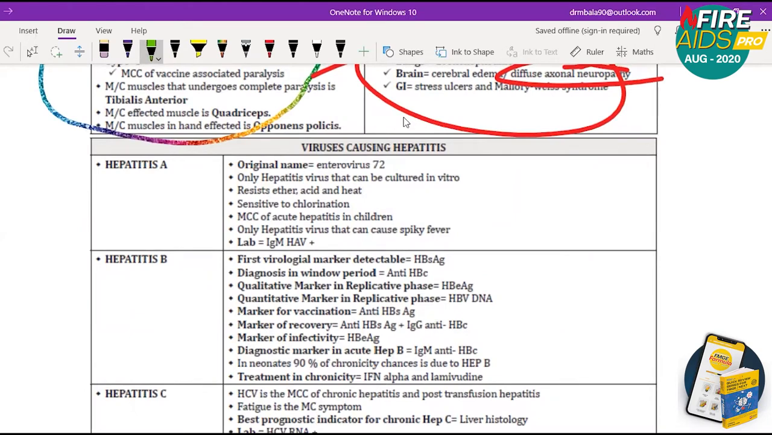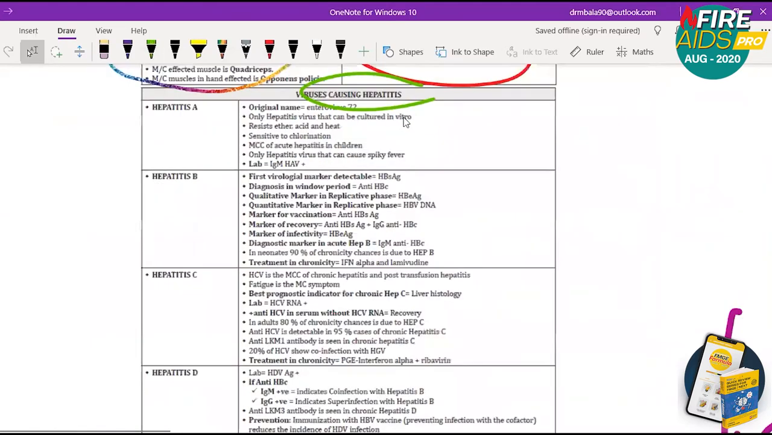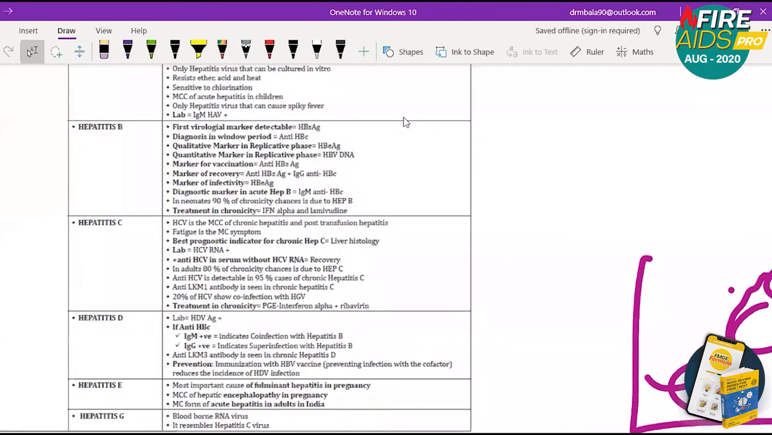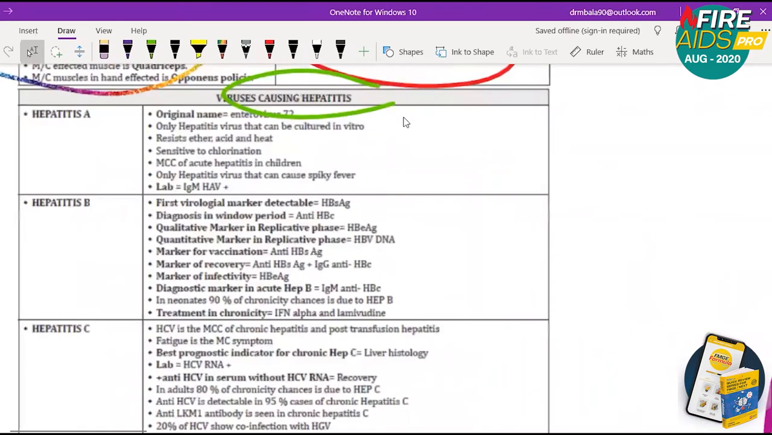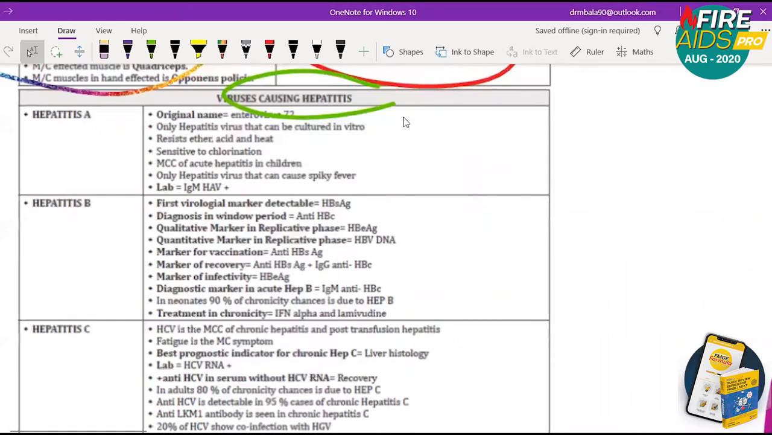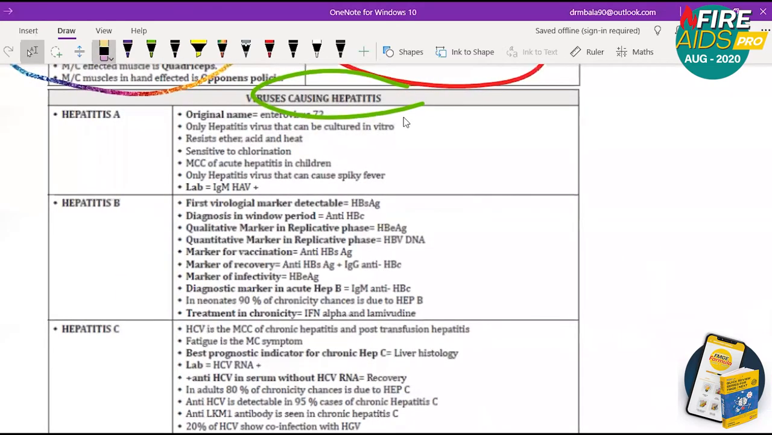Okay, then it is hepatitis. In hepatitis, there are A, B, C, D, E, and G types. G is mostly not a favorite part in MCQs. So we go with A, B, C, D, and E.